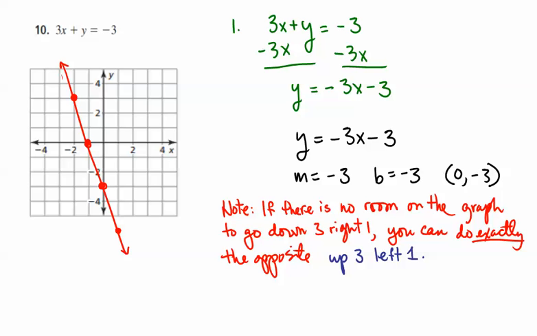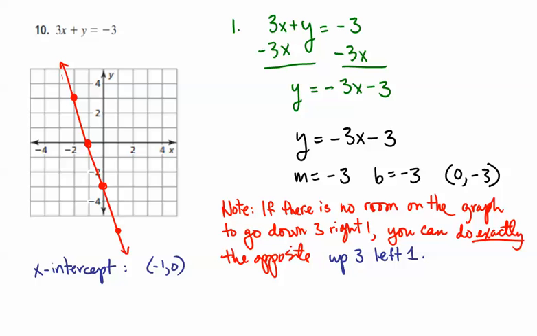Alright, now I forgot that this asked us also to identify the x-intercept. And the x-intercept here is the place where the line crosses the x-axis. X-intercept would be the point x is negative 1 and y is 0.